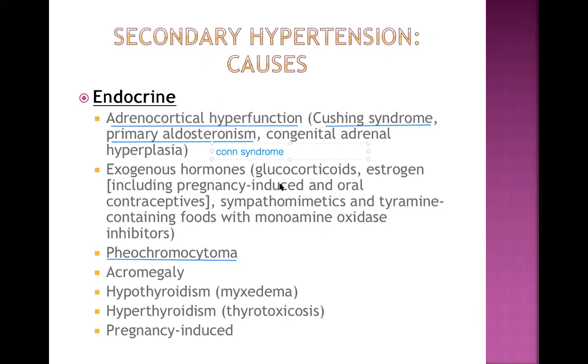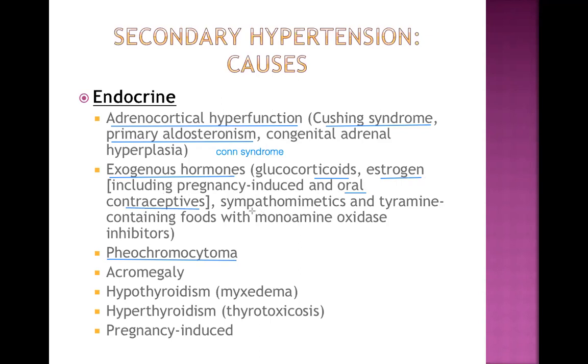Let's move to some other causes now. Exogenous hormone. If we give exogenous hormone, exogenous means from outside, like glucocorticoid. You also call it corticosteroid. They are one of the commonest drugs used in clinical practice, like prednisolone, dexamethasone, betamethasone, budesonide, beclomethasone, isn't it? So many are there. Estrogen. This estrogen is mainly present in the oral contraceptive pill, OCP, oral contraceptive pill.